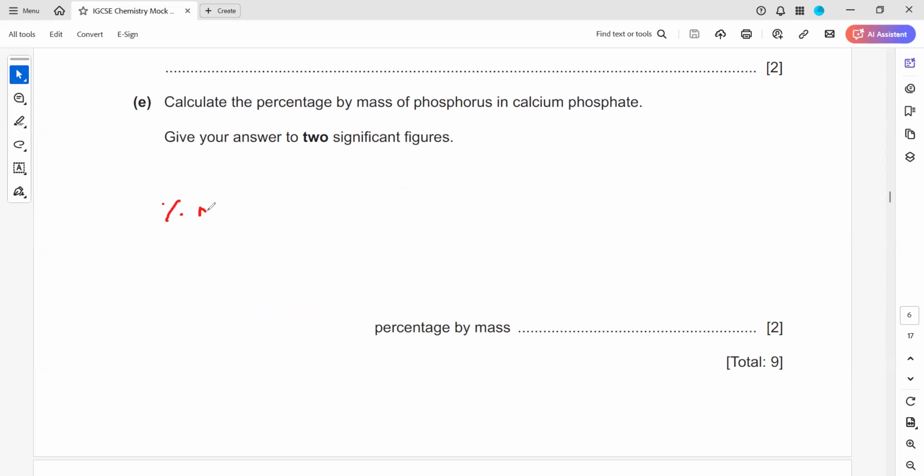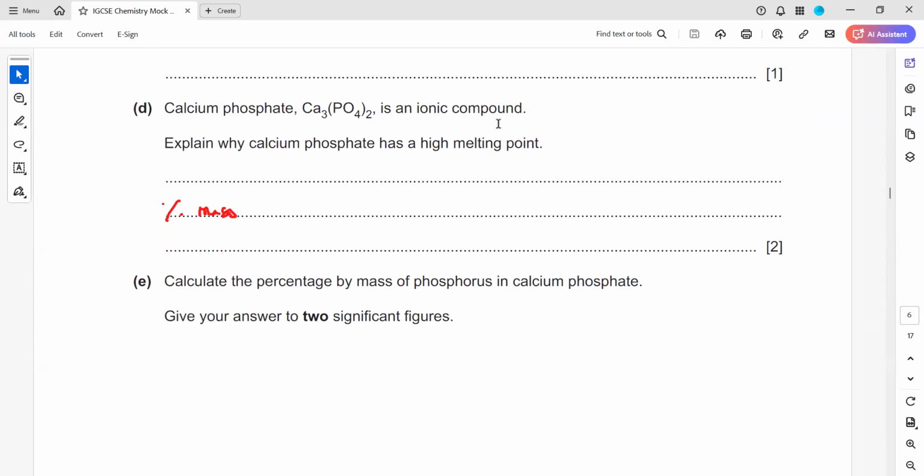Like we need the percentage by mass for phosphorus in calcium phosphate. So the formula for calcium phosphate is Ca3. Mass of phosphorus over mass of compound. So if I need the percentage by mass for phosphorus, the mass of phosphorus in the compound: phosphorus is 31. And how many are there? 2 of them. So we multiply by 2.